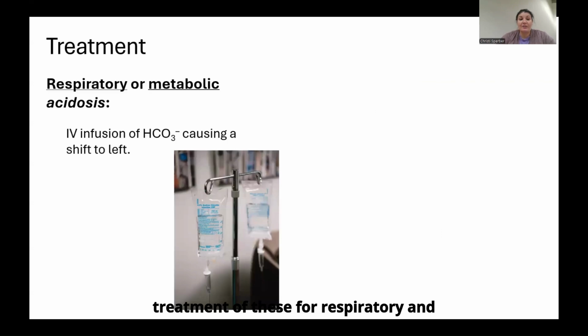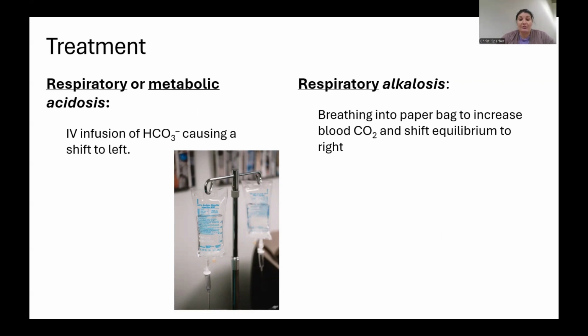So for treatment of respiratory and metabolic acidosis, the treatment is an IV infusion of hydrogen carbonate to cause a shift to the left in this equilibrium balance. For respiratory alkalosis, you breathe into a paper bag to increase the blood carbon dioxide levels and shift equilibrium to the right. When you breathe into a paper bag, the concentration of carbon dioxide in that bag increases, so when you're breathing it back in, you're getting a higher concentration of carbon dioxide.